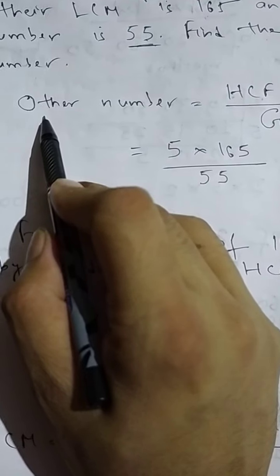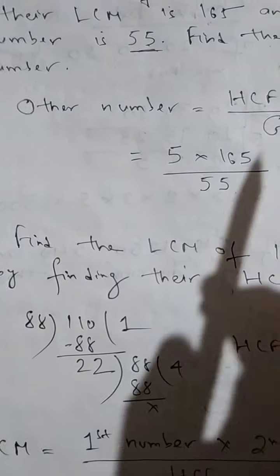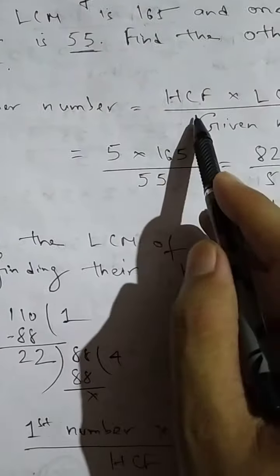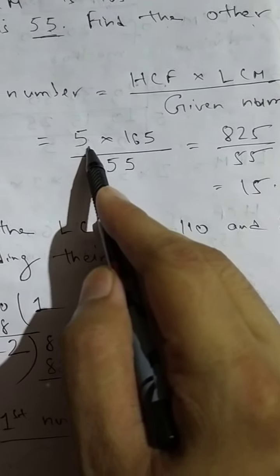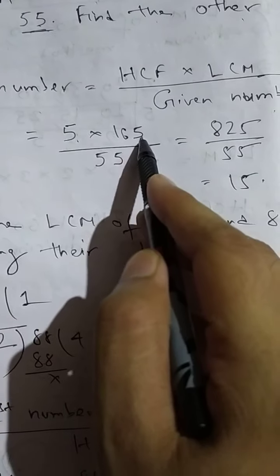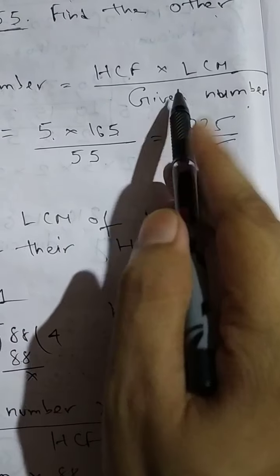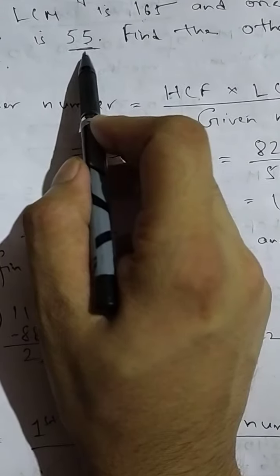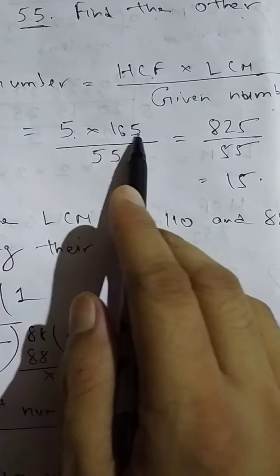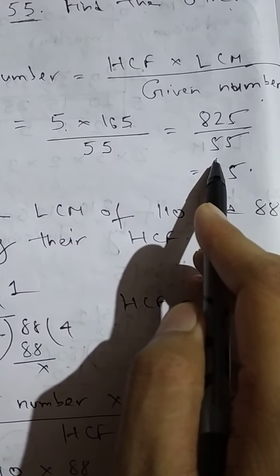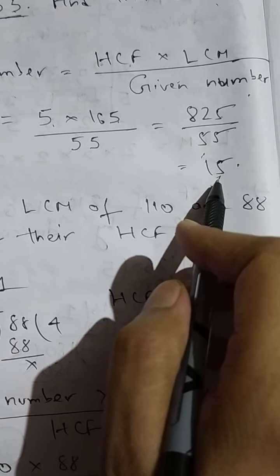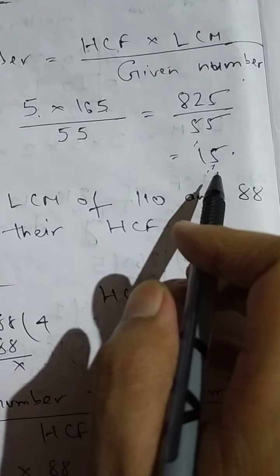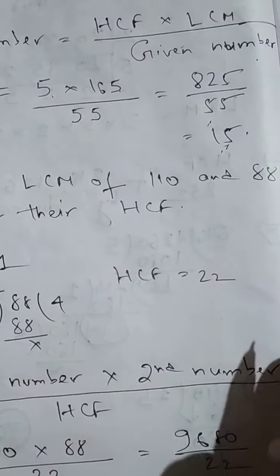So what is the formula? Other number equals HCF into LCM by given number. Now HCF is 5, LCM is 165 and the given number is 55. This is the given number. If you multiply, you will get 825, and by 55 you divide, your other number is coming 15. So this is the other number. Okay. Next one.